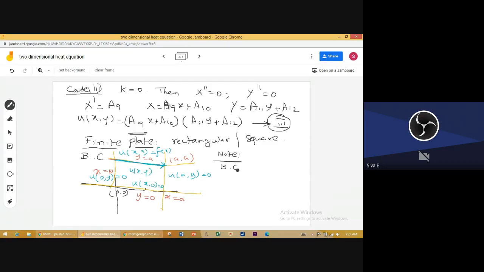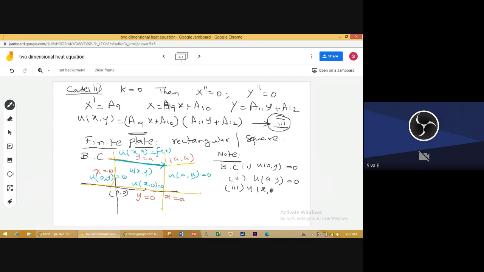Boundary condition. First, you have to write all the zero boundary conditions, then you have to write the non-zero boundary condition. So first, these two sides you have to write. U of 0 comma y equal to 0. Second one, u of a comma y equal to 0. Then u of x comma 0 equal to 0.